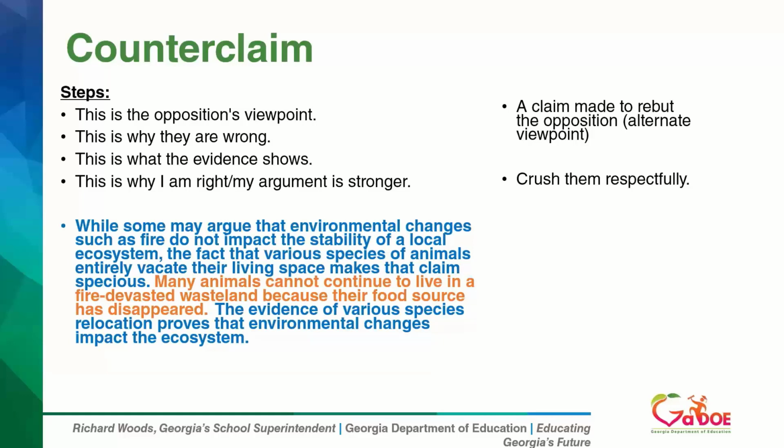That's what the evidence shows, which I actually colored back to evidence, because counterclaim is kind of a mixture of explanation and evidence. And then at the end, the evidence of various species relocation proves that environmental changes impact the ecosystem. Coming back to why I am right. This is probably not a step-by-step process you would see anywhere else, but that is a breakdown of the composition of a counterclaim to hopefully strengthen their arguments and help them win all the fights with their parents, which was the big selling point for me teaching counterclaim.